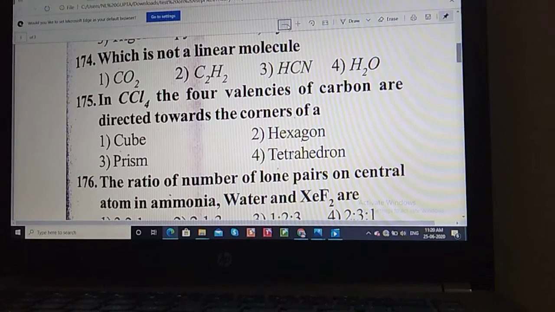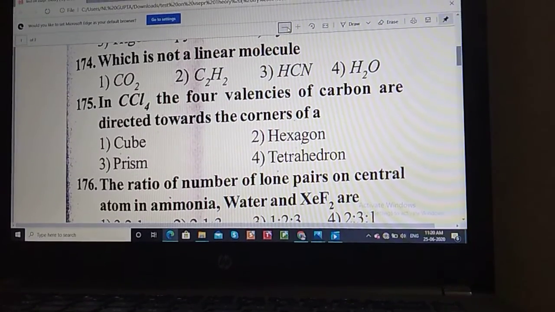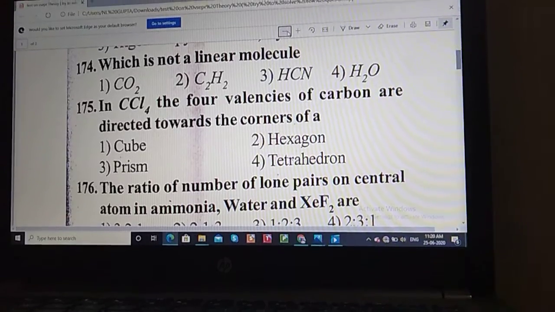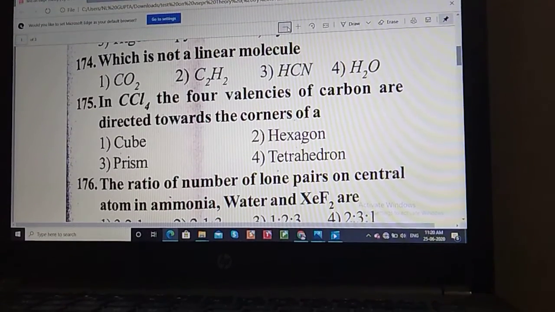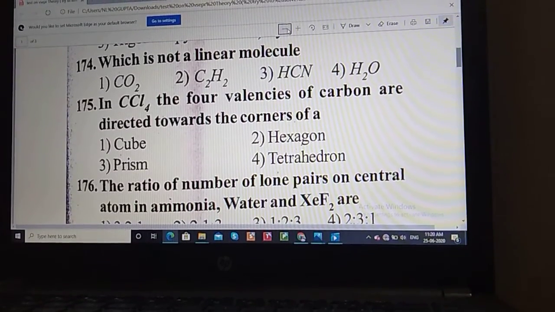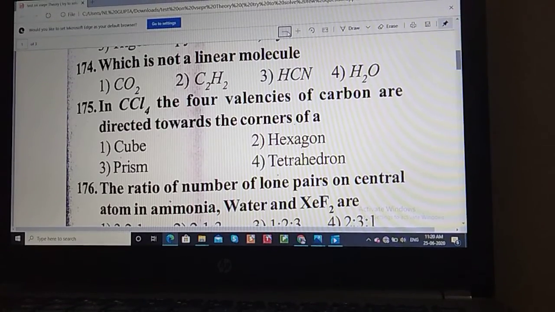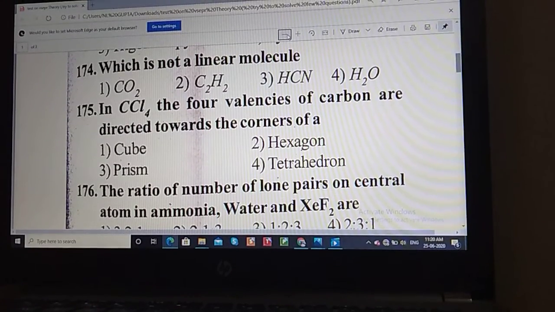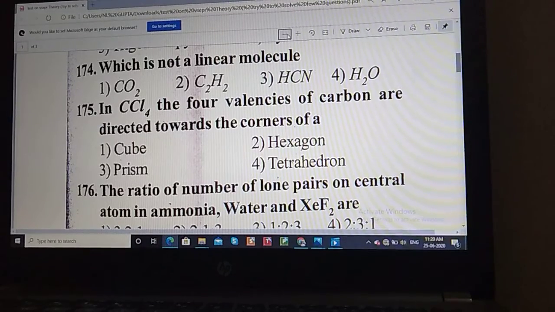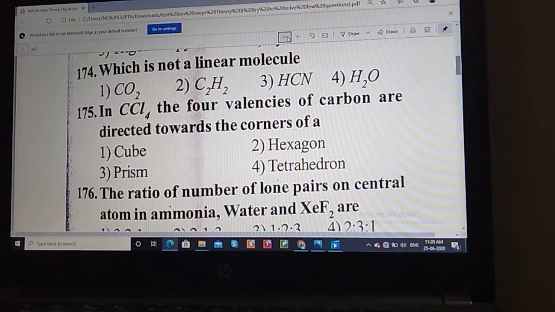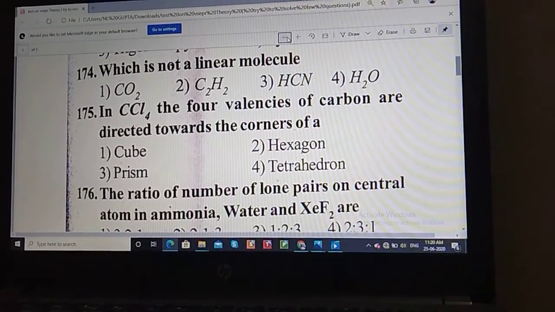I had one question left, student, 174. I think we missed 174. Let us read out 174 again. Which is not a linear molecule? They are saying which is not linear. If you talk about it, CO2 is given, C2H2 is given, HCN is given, and H2O is given.